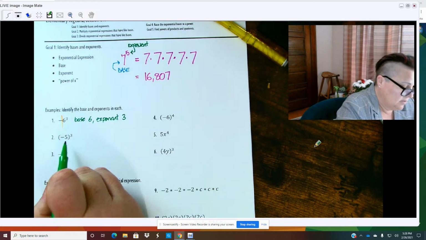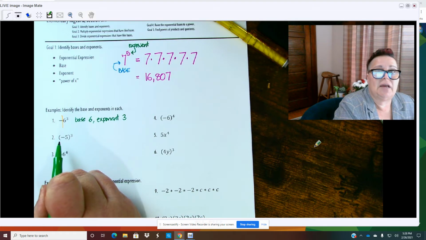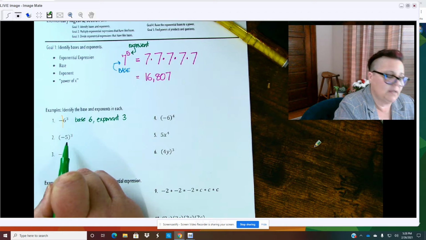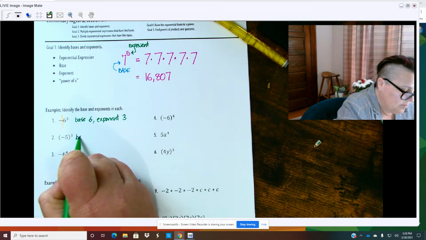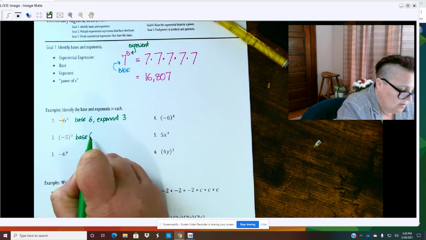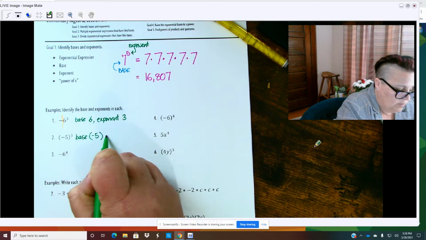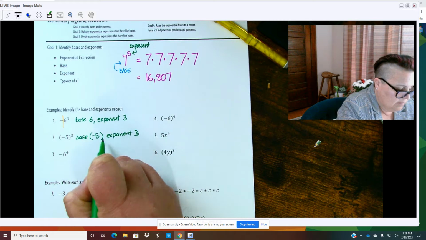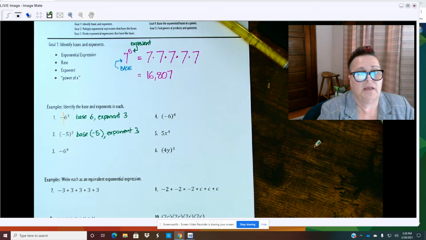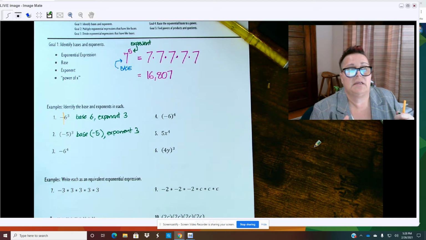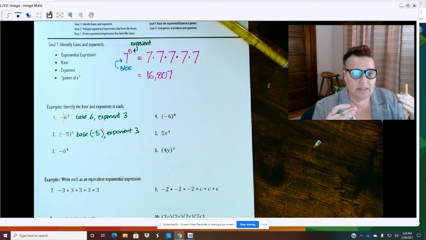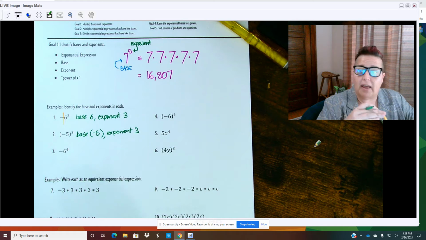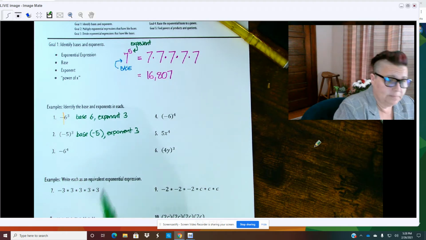The difference here is with number 2. Do you see how number 2, they put the parentheses around it? That gives us a base of -5 with an exponent of 3. Okay, the parentheses keep -5 as the entire base. So the parentheses tell us we want both the negative and the 5 being raised to the power.